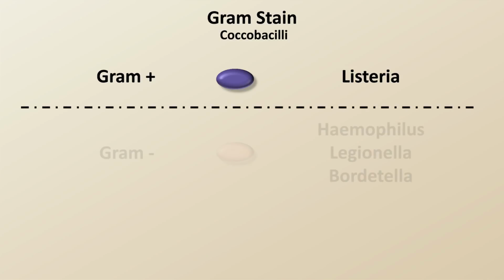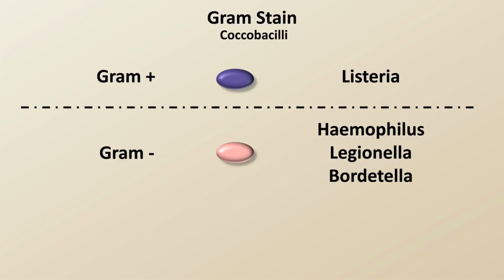Gram-negative cocobacilli include Haemophilus, Legionella, both of which are major causes of community-acquired pneumonia, and Bordetella, one species of which causes pertussis, also known as whooping cough.